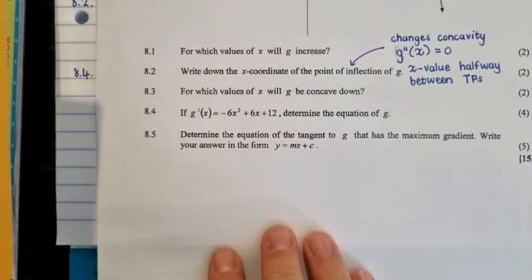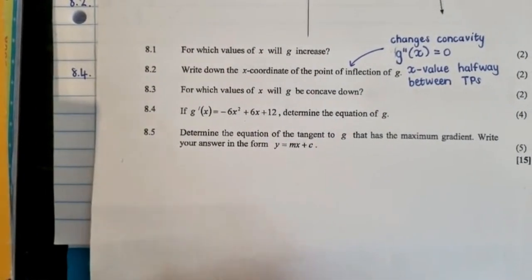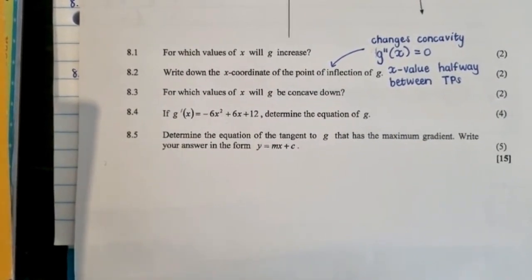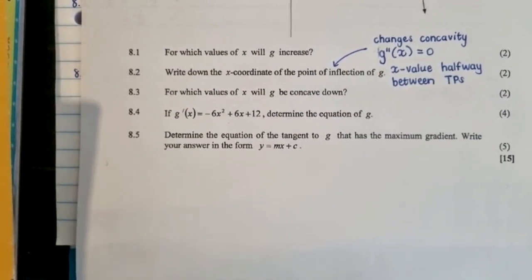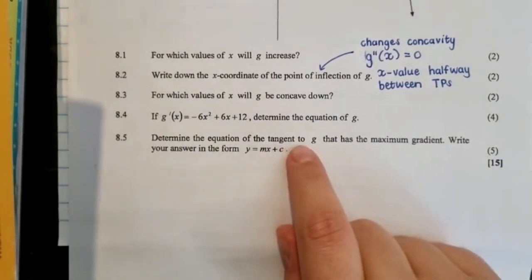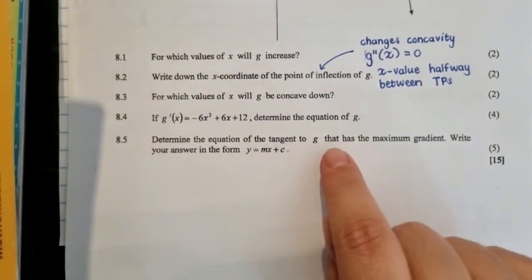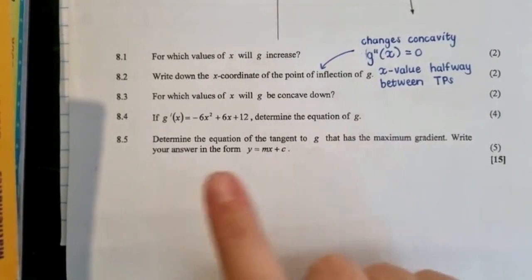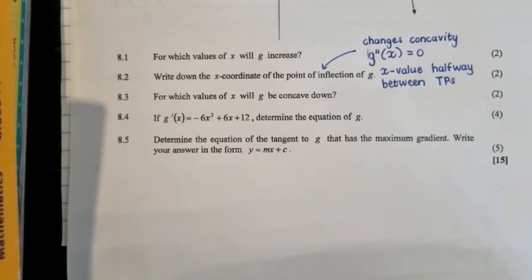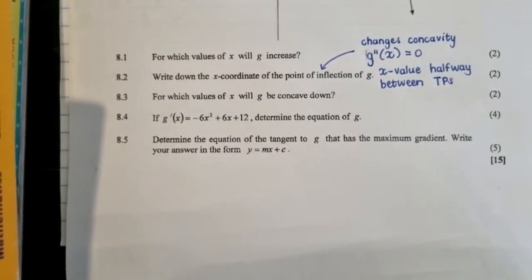All right, let's quickly do this last question because it is another problem-solving question, and quite a few of my kids from last year really struggled with this question because we had never discussed this type of method. It had just never come up in class before. It was something completely new. So they're saying determine the equation of the tangent to G that has the maximum gradient. Write your answer in the form y equals mx plus c.